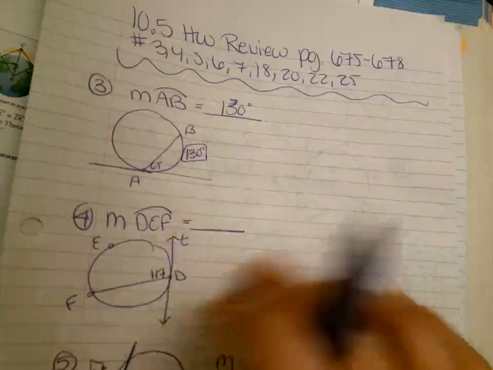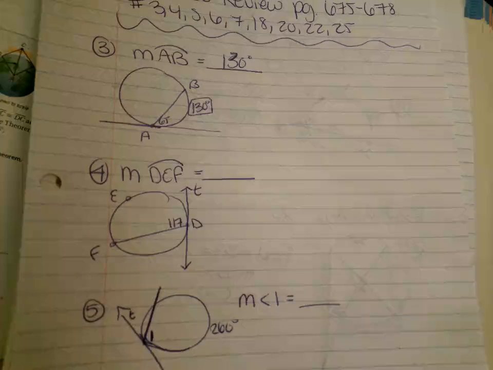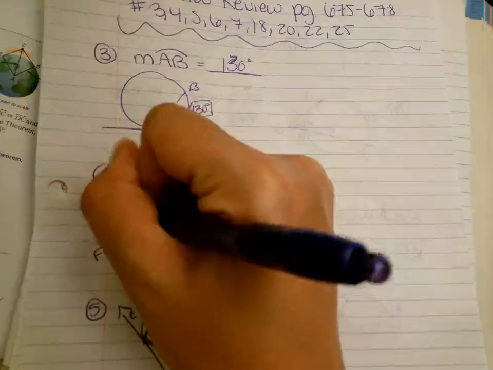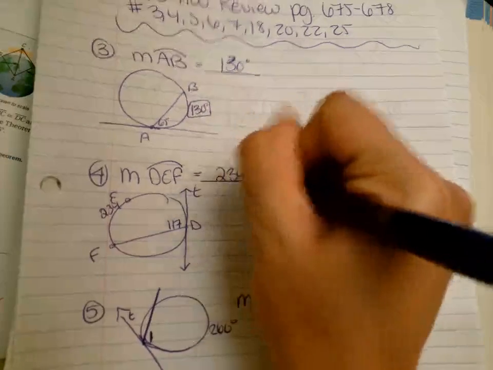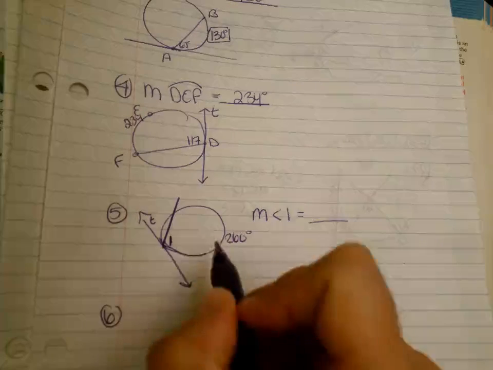Find the measure of arc DEF. So 117 times 2 is 234. What is angle 1? Well, it's half of 260, so it's 130.